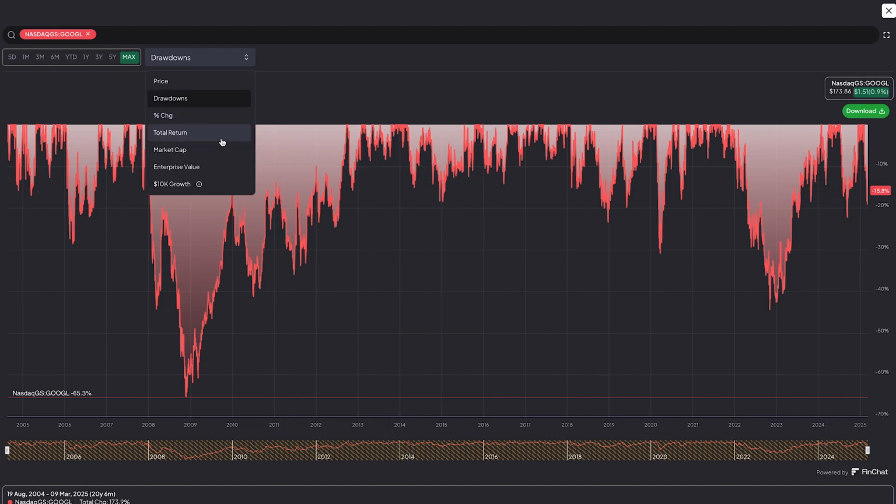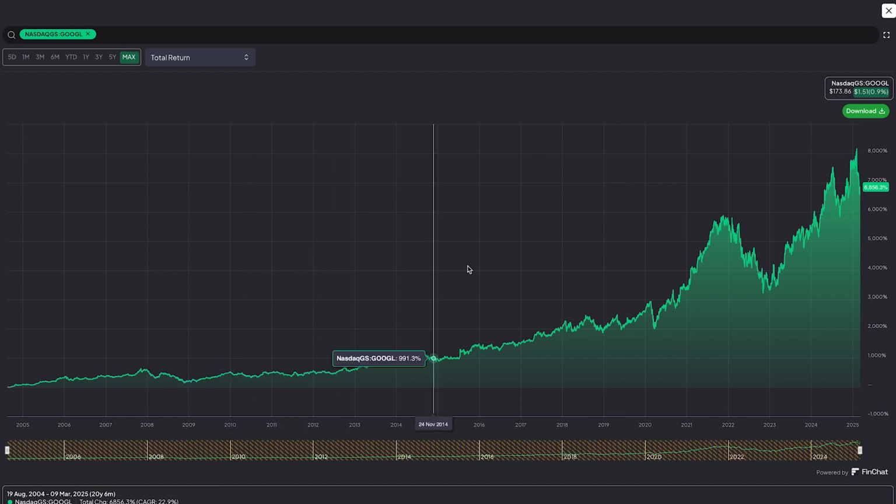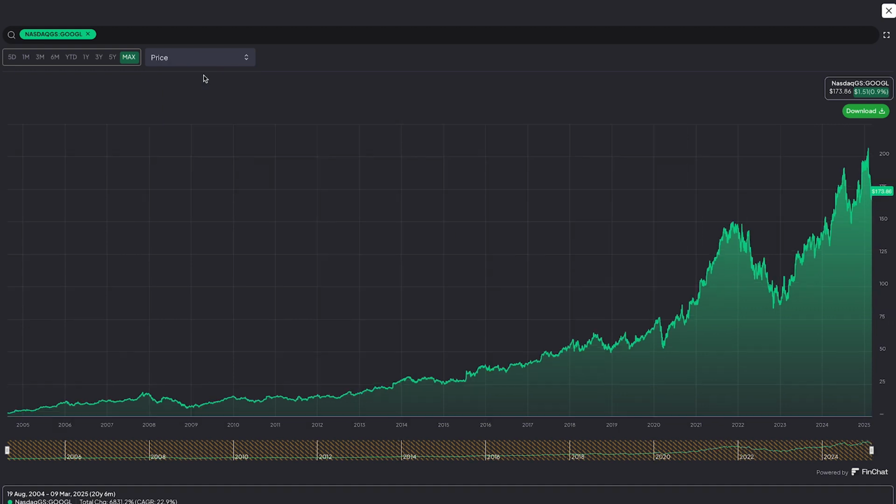You can also look at total return. This might not be relevant so much for Google, however it's really good when looking at dividend paying companies because it includes the return from the dividend as well as the return from the stock going up as well. If I change this back to just the price, the other good thing about this is I can add other stocks to this as well.